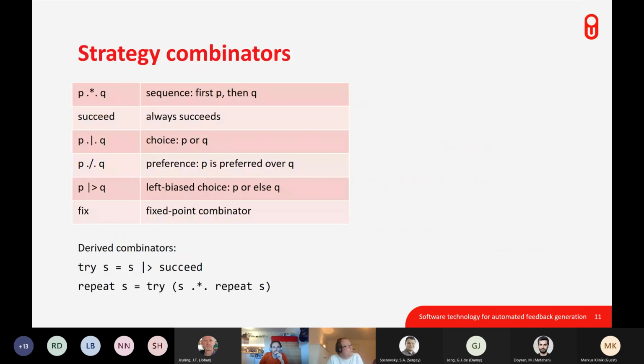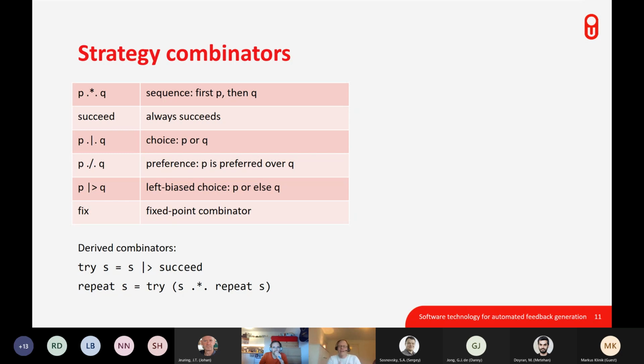This is just an overview of the most important strategy combinators that we have in our language. We have sequence: you should first do strategy P and then do strategy Q. We have a primitive combinator that denotes success, so you're done, you don't have to do anything. We can have choice over 2 strategies, so either P or Q. But we can also express preference, so P is preferred over Q.